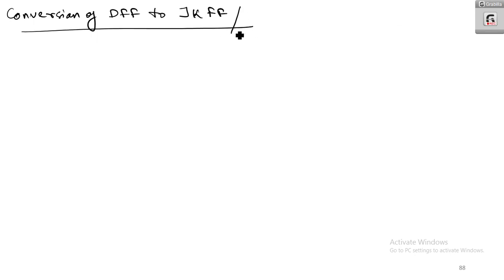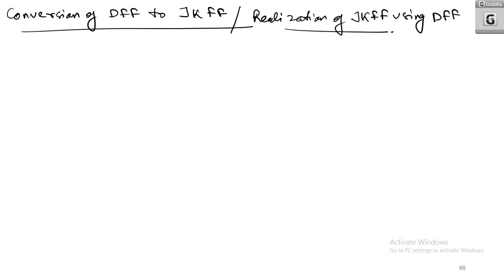Now coming into conversion of D flip-flop to JK flip-flop, or in other words, what we can write, realization of JK flip-flop using D flip-flop. Okay. So how to proceed with it? That is the question. So how to proceed with this?